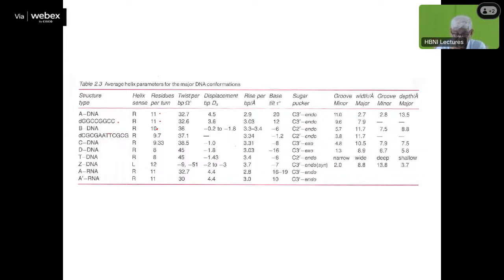Another thing I point out here, the Z DNA I mentioned to you. You have the G unit had C3 prime endo and syn conformation for one of the nucleotide units. The other nucleotide unit was, of course, the C2 prime endo and anti conformation.